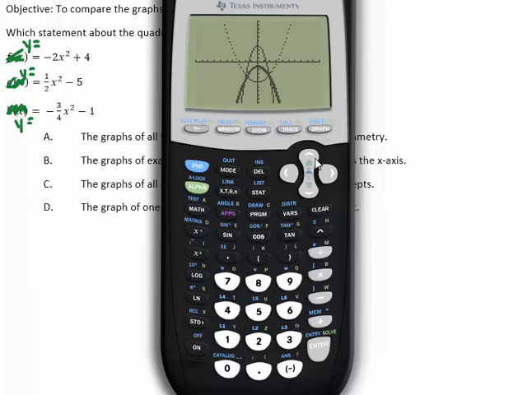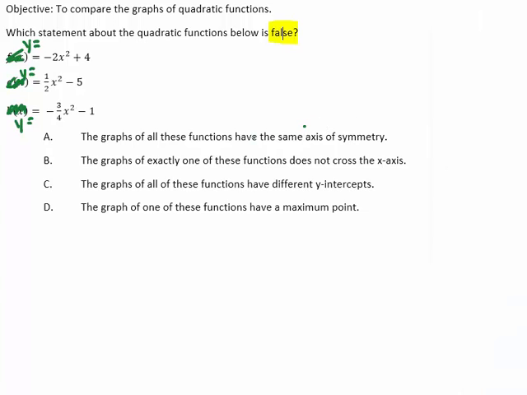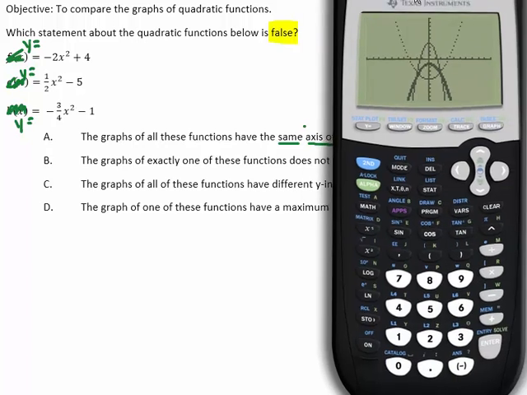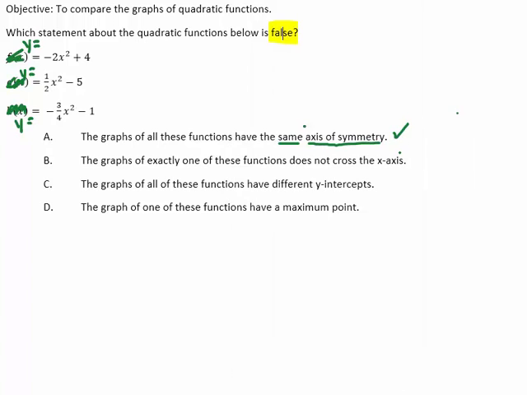Now that we've graphed all three of them, we can compare them with the statements that were given. The first statement says the graphs of all of these functions have the same axis of symmetry. In other words, all of them should be split in half by the same line. If we look at all the graphs, we notice all of them are split exactly in half by the y-axis. So they all do have the same axis of symmetry. So that one's true. Remember, we're trying to find the one that's false.